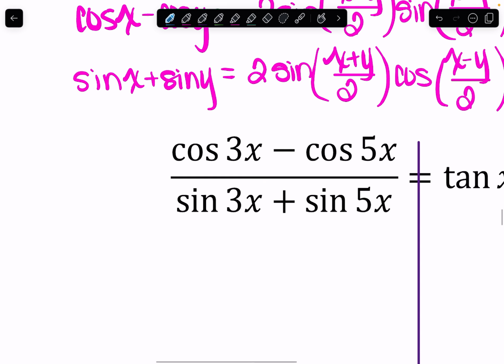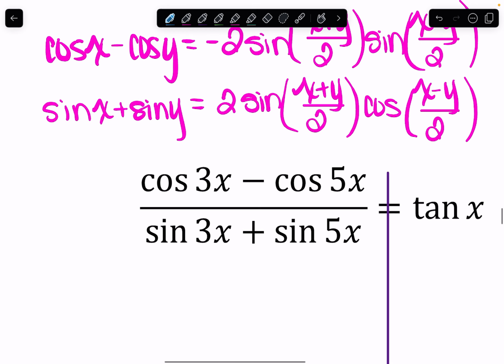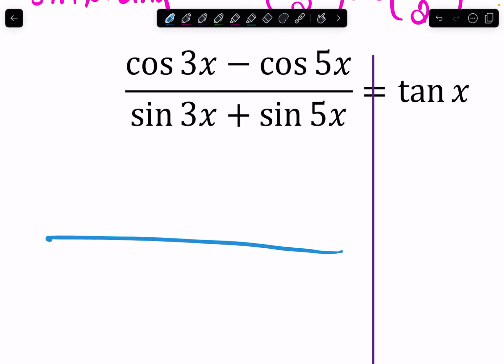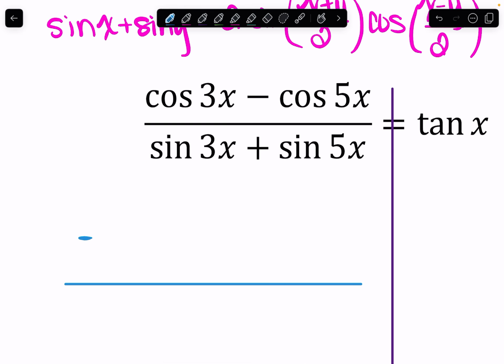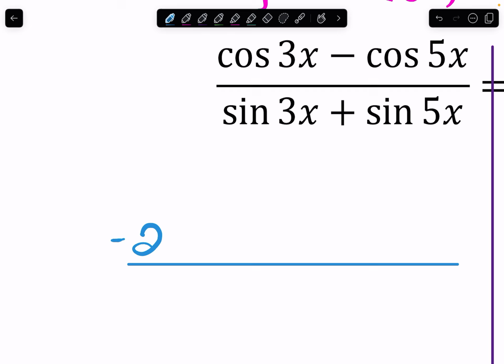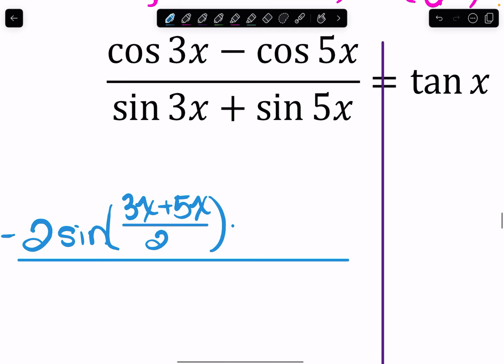All right, so cosine of 3x, so we're going with that top one here. Again, let me get my large division bar drawn out. All right, so negative 2 sine of (3x plus 5x) over 2 times sine of (3x minus 5x) over 2.